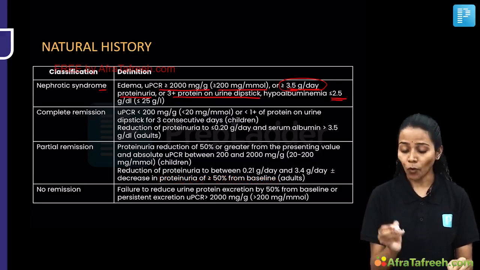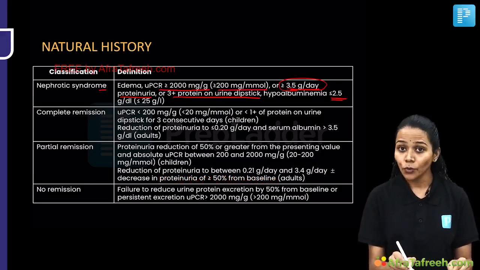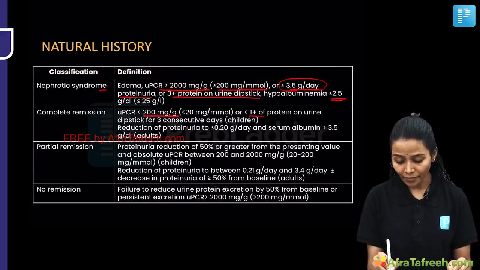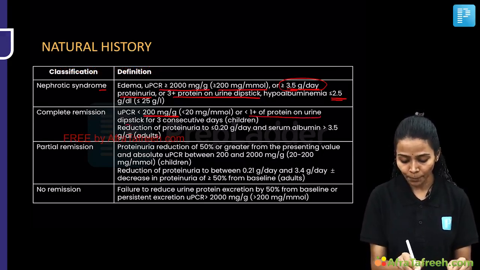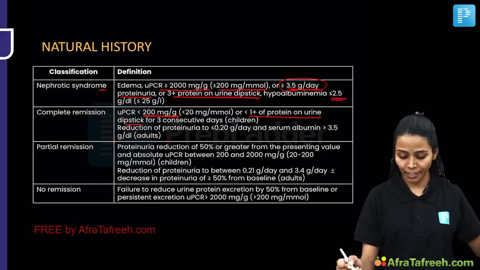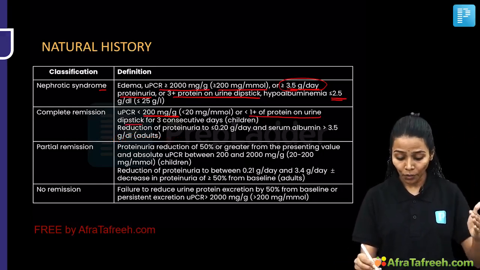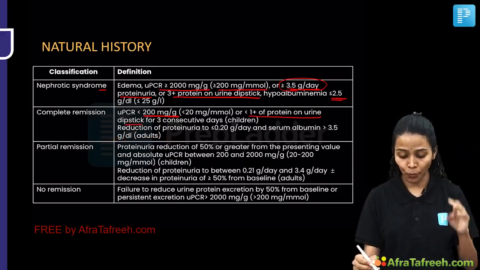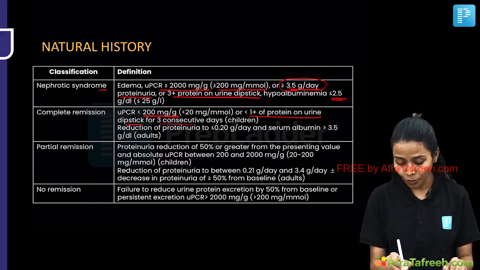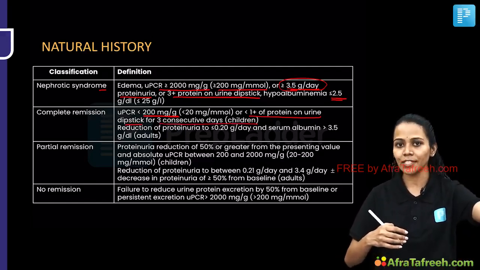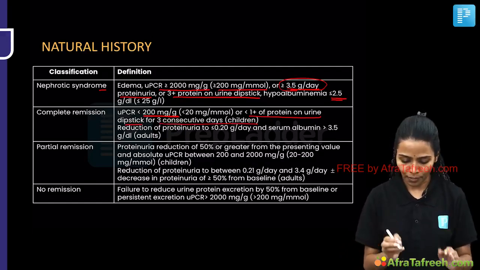That is nephrotic syndrome. What is complete remission? When urinary PCR is less than 200 milligram by gram. Okay. Or less than 1 plus of protein on urine dipstick. So from 2000 it has to come down to less than 200. And protein in urine dipstick should be 1 plus. There it can be 3 plus, here it should be 1 plus. And for children, this should be there on 3 consecutive days. That is, you keep measuring on 3 consecutive days, then it can be 1 plus.